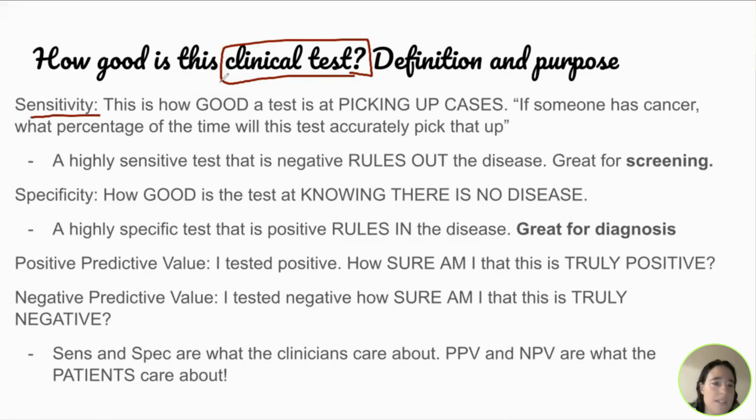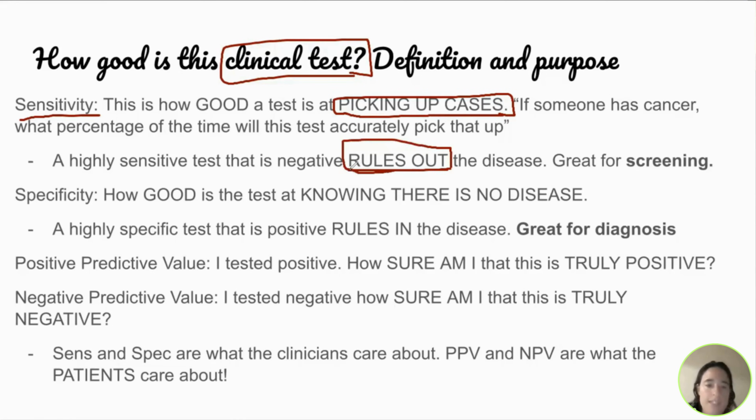The first one is sensitivity, and that one's how good we are at picking up cases. If I want a test to be really sensitive, I'm worried about capturing everything that could possibly be abnormal. If there's a chance that someone's at high risk for a condition or has a condition, I want to make sure that I don't miss a single case. This is basically what percentage of the time it will pick up the disease if it's there. For example, if someone has cancer, what percentage of the time will this test tell me that they have cancer? So a highly sensitive test rules out the disease.